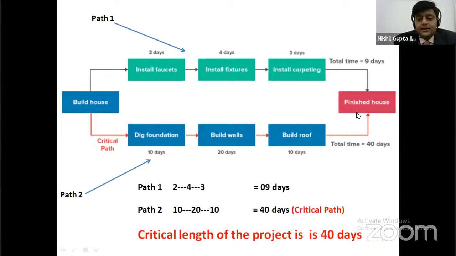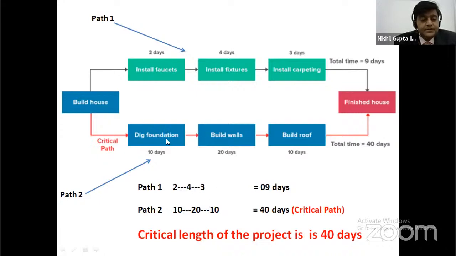How to build a house, in which two paths are shown. One is install faucet, install fixture, install carpeting. Install faucet takes 2 days. This is path 1. Install fixture takes 4 days. Install carpeting takes 3 days. The total duration of these activities is 9 days. Here we can say 2 plus 4 plus 3 is equal to 9 days.